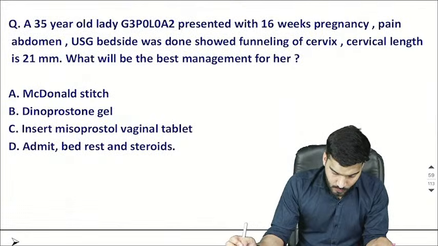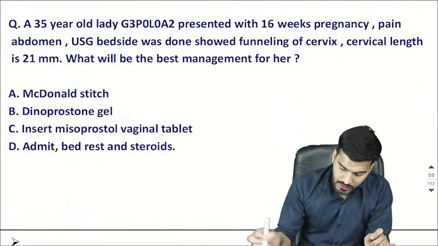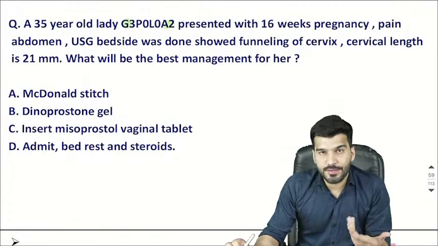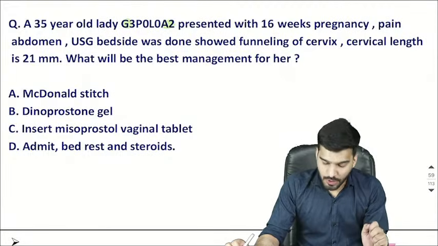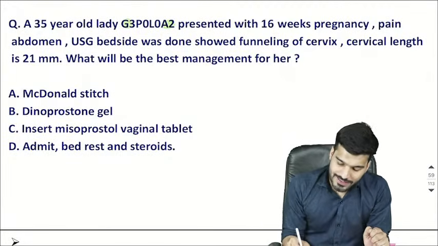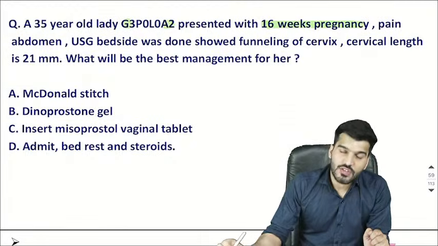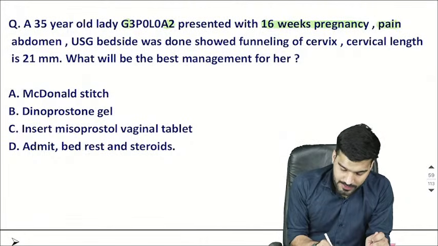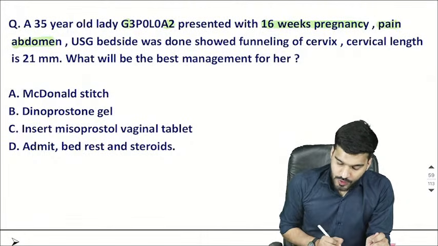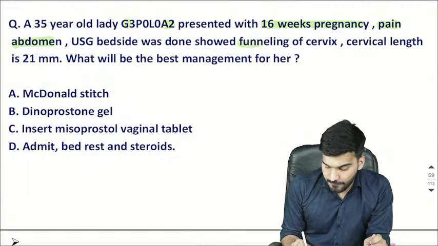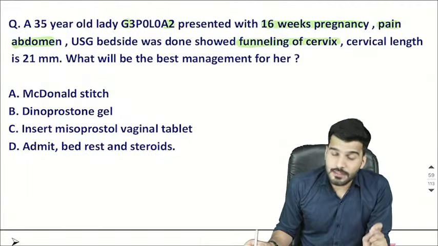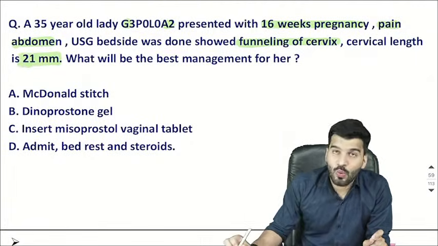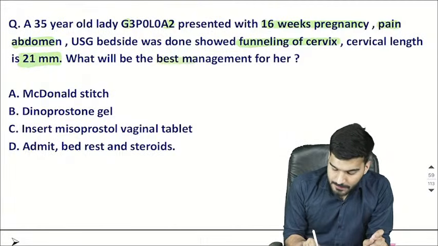A 35-year-old lady, gravida 3, para 0, live 0, abortion 2. So she had 2 abortions and now the third time she's pregnant. So she's gravida 3 with 2 previous abortions. She's coming to you with a 16 weeks pregnancy, followed by pain in the abdomen as well. Now a bedside USG was done, which showed a funneling of the cervix and the cervical length is 21 mm. What will be the best management for her?